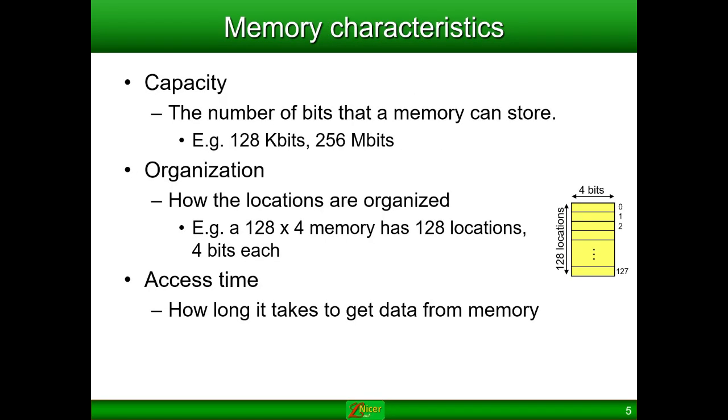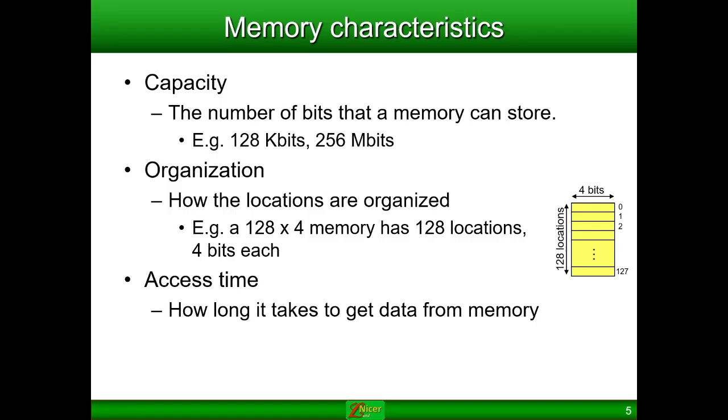Then we have our memory characteristics. The first is the capacity of the memory. This is the number of bits that a memory can store. We have 128 kilobits, 256 megabits, and these differ, of course. Then we have the organization of memory, how the locations are organized. For example, a 128 by 4 memory has 128 locations, 4 bits each. So it has 128 locations which store 4 bits in each of the blocks of the memory.